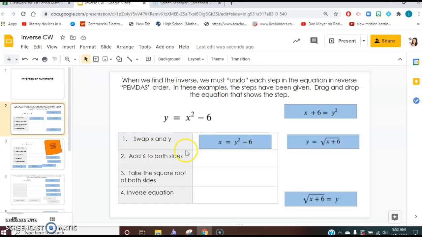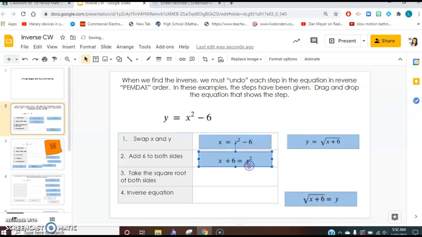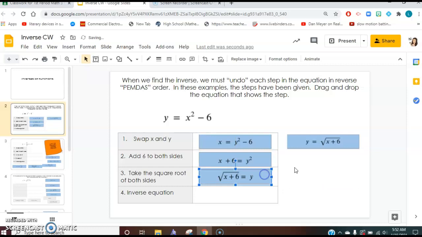my undo list. So I'm looking for the choice that shows that I added 6 to both sides. So on the x side, it now says x plus 6. All right, and then the opposite of square is square root. So I'm looking for a choice that square roots this whole thing. And then the last step is to just swap so that it says y equals.